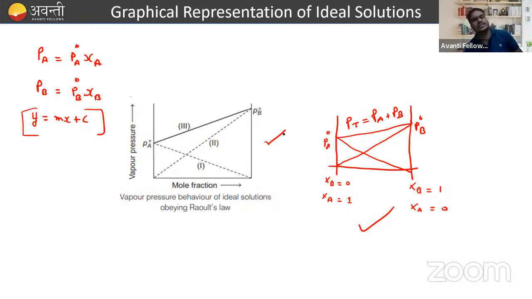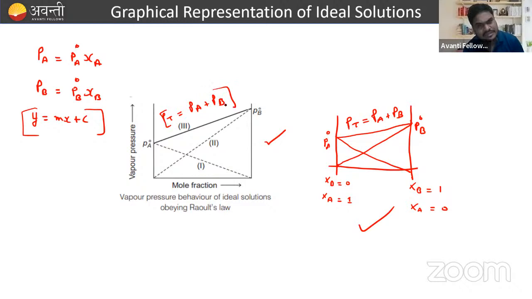So this is the curve, that is the vapor pressure behavior of ideal solution, which is obeying Raoult's law. So this is the graphical representation of ideal solution. How will you represent ideal solution using a graph? This is the PA, the vapor pressure of A, and this is the vapor pressure of B, and this curve represents the PT, that is the total vapor pressure, which comes out to be PA plus PB.